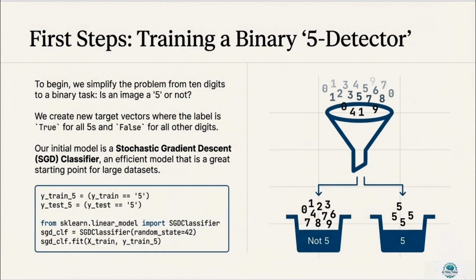To do this, we modify our target vectors. As you can see in the code snippet, we create a Boolean array where the label is true if the digit is a 5 and false for every other number. We'll start by training a Stochastic Gradient Descent, or SGD, classifier. This is a linear model that handles large datasets very efficiently. We feed it our training data, and within moments, it learns to distinguish the character 5 from the rest of the pack. But how well did it actually learn?